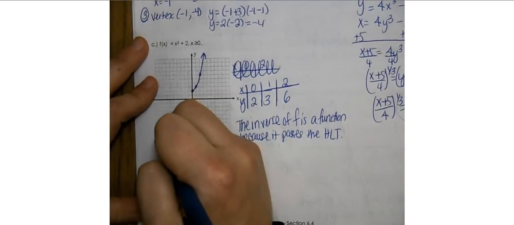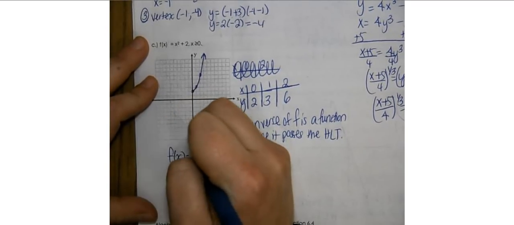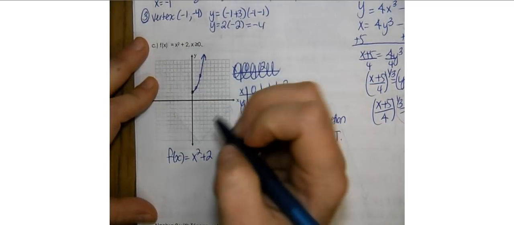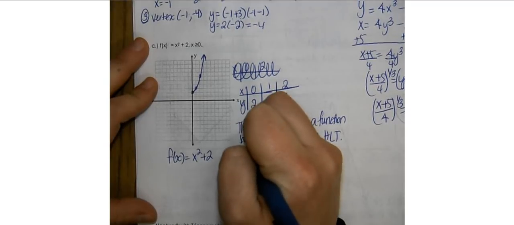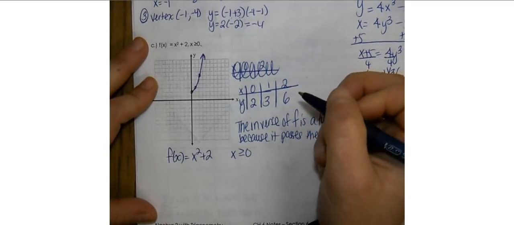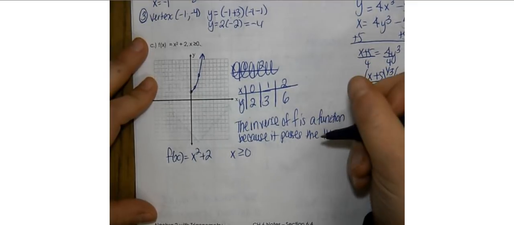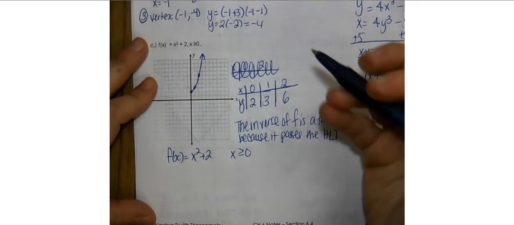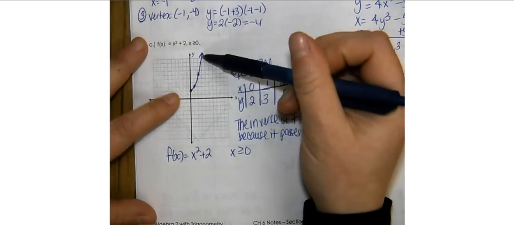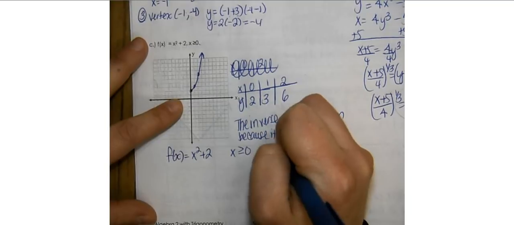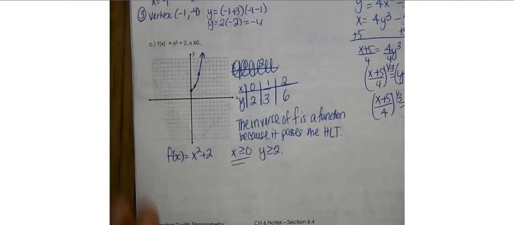So I'm going to write f of x is equal to x squared plus 2, and I'm going to remember that the domain is restricted. X needs to be greater than or equal to 0. But more than that, there's also a restriction on the range. The range is going to be where y needs to be greater than or equal to 2. But the most important part is x needs to be greater than or equal to 0.